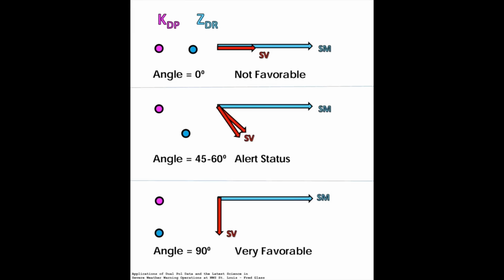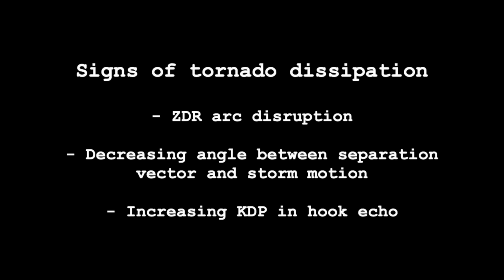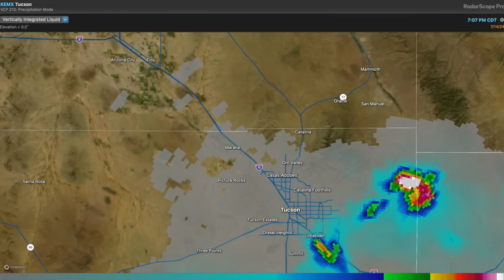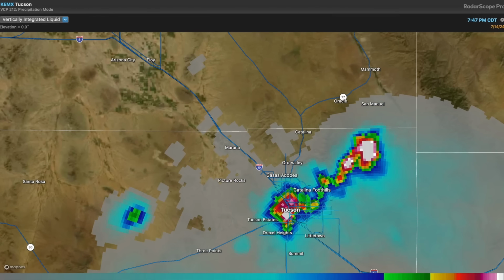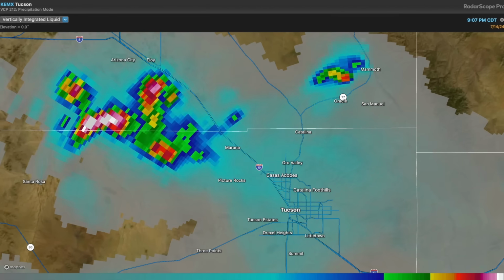A decreasing angle between storm motion and the separation vector we just discussed can also indicate that tornado dissipation is imminent. Finally, precipitation within the hook echo tends to increase in intensity before tornado dissipation, which is often illustrated by an increase in KDP. These products are derived from our foundational base products, reflectivity and velocity, using known meteorological relationships.